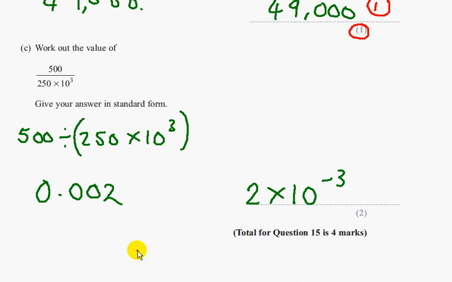Okay, so this is worth 2 marks. It says 1 mark for attempting to divide using 2 numbers that are in consistent form, so we've done that here, and also for converting an ordinary number into standard form. And the second mark is for a final answer of 2 times 10 to the minus 3, which we have here. And that's it for question 15, part A, B, and C.